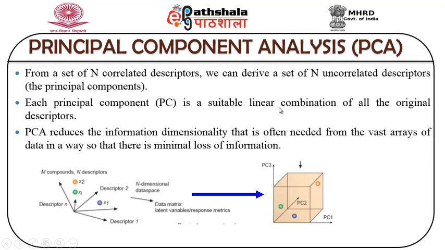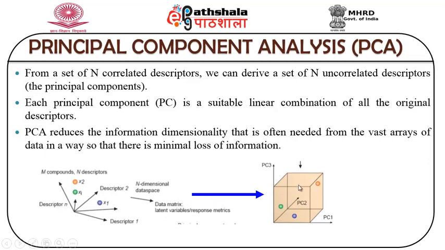Each principal component is a suitable linear combination of all the original descriptors. PCA reduces the information dimensionality that is often needed from the vast arrays of data in a way so that there is minimal loss of information. Here, if you see, you have the descriptors, m components and n descriptors in the n dimensional data space, which is being applied using the data matrix.